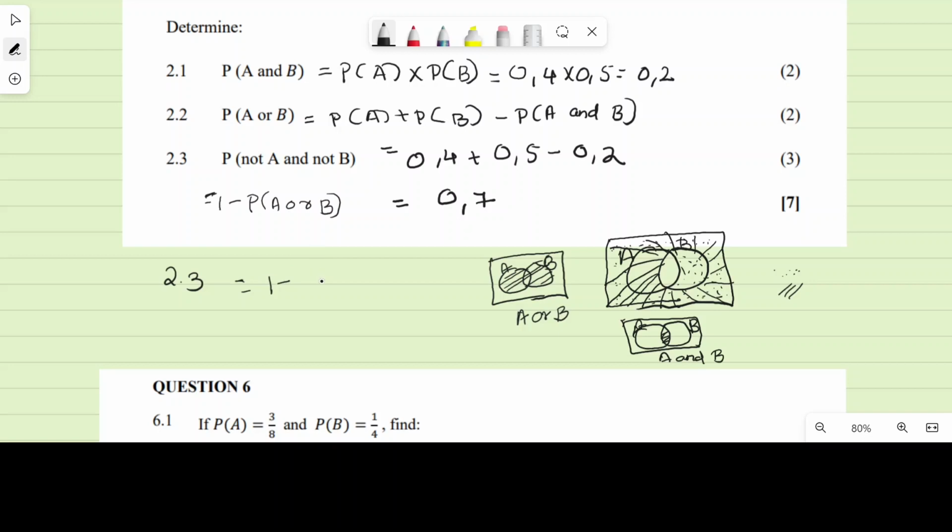So we just now calculated what is A or B, which is 0.7. So everything except A or B means 0.3. That is the answer for 2.3.